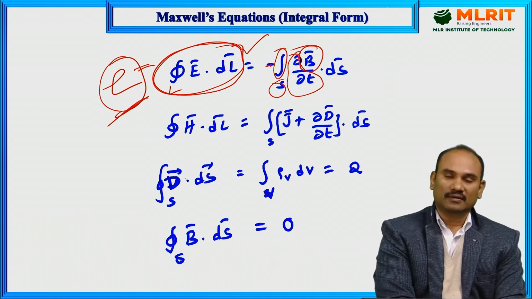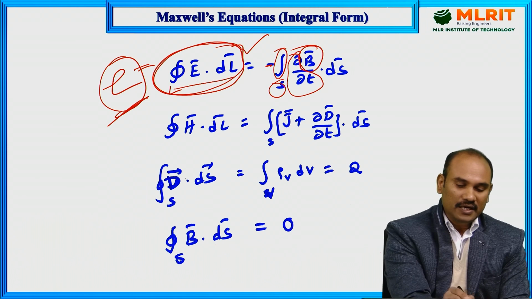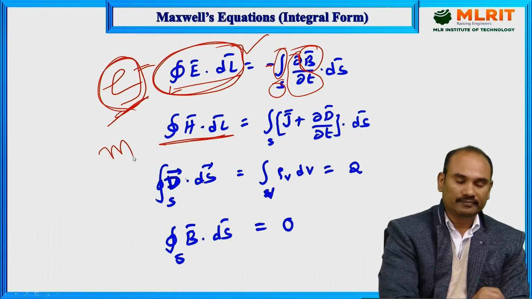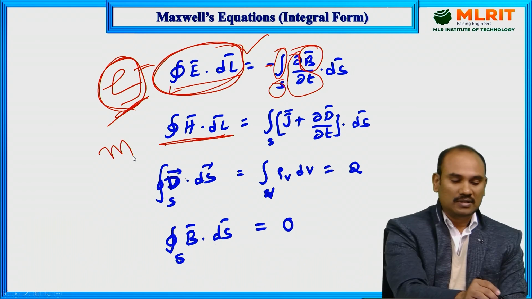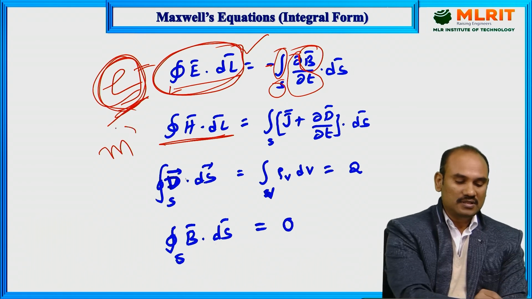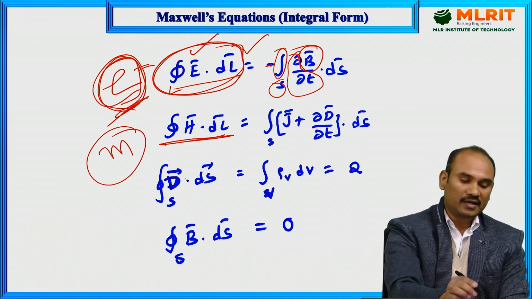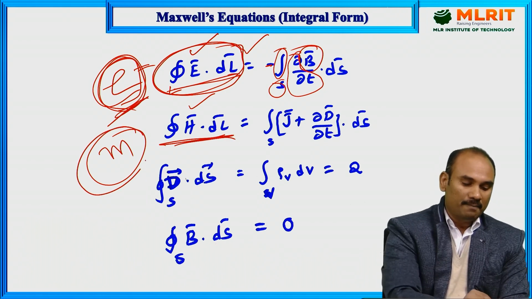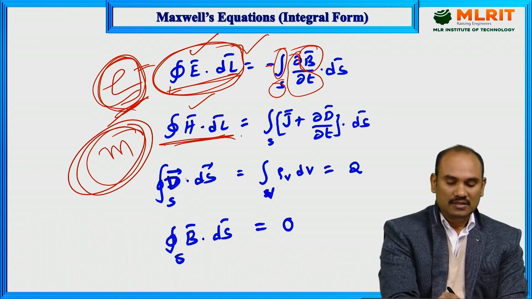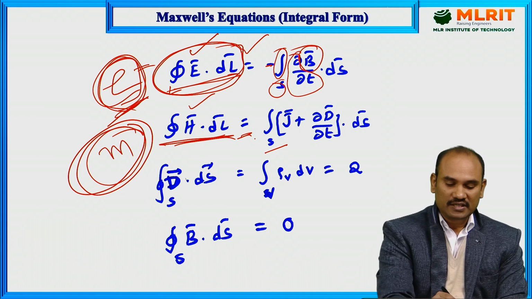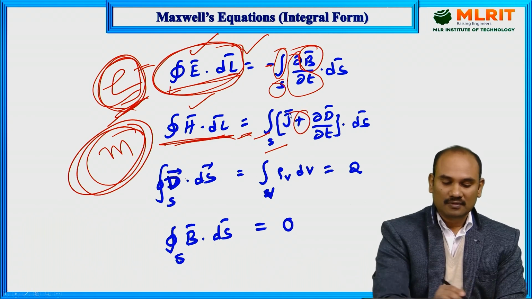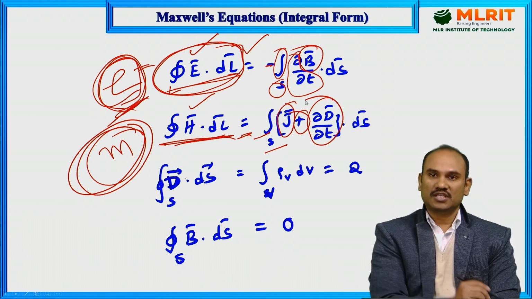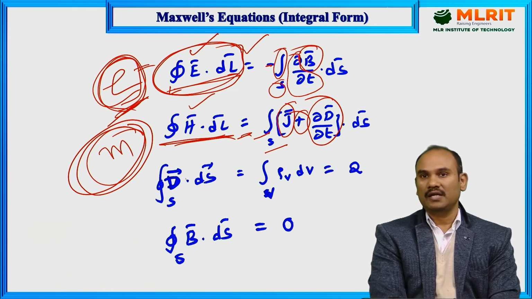Coming to the second one, if integral E dot dl is EMF, then integral H dot dl will be MMF, magnetomotive force. This is electromotive force, this is magnetomotive force. Here you have electric field, here you have magnetic field in the same format. So the magnetomotive force is equal to the surface integral of the sum of the conduction and displacement current densities. This is the word statement for the second Maxwell equation in integral form.